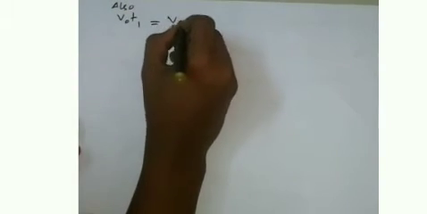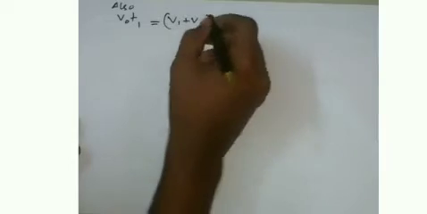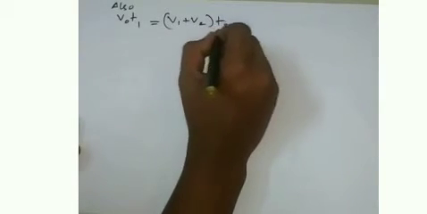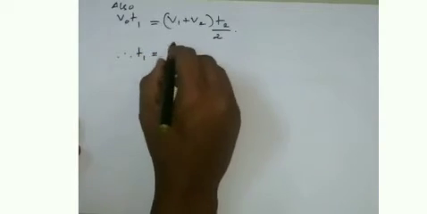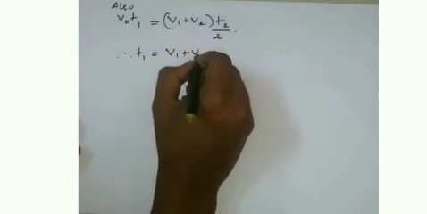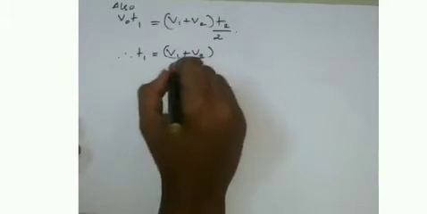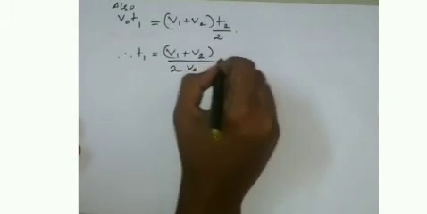So if we are able to express t1 in terms of t2, then we might be able to solve this equation. So we also have v0 into t1 is equal to S by 2. Also (v1 plus v2) into t2 by 2 is equal to S by 2. Therefore v0 t1 is equal to (v1 plus v2) into t2 by 2. So therefore we can easily write t1 is equal to (v1 plus v2) into t2 upon 2 v0.